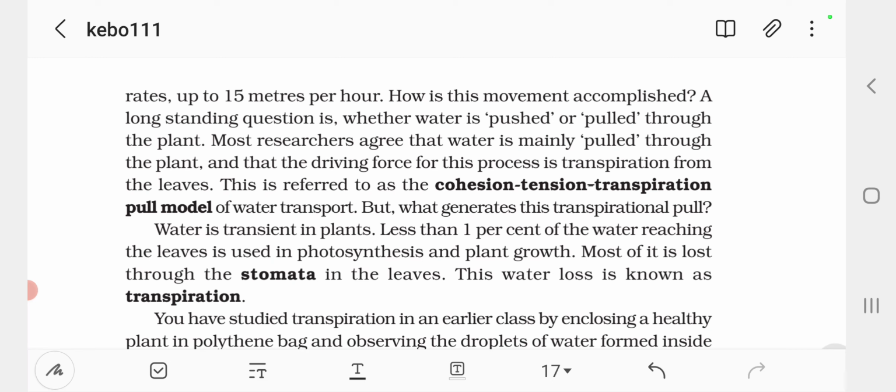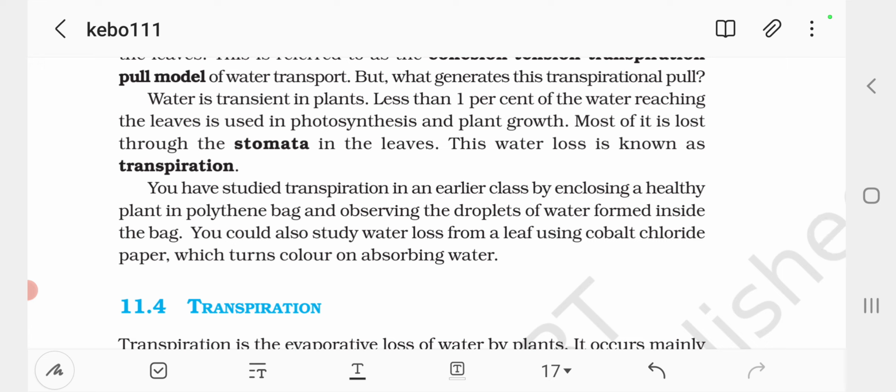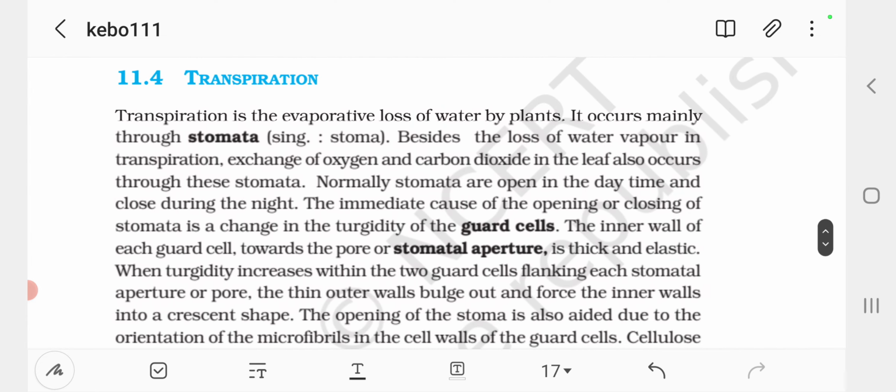But what generates this transpiration pull? Water is transient in plants. Less than 1% of water reaching the leaves is used in photosynthesis and plant growth. Most of it is lost through the stomata in the leaves. This water loss is known as transpiration. You have studied transpiration in earlier classes by enclosing a healthy plant in a polythene bag and observing the droplets of water formed inside the bag. You could also study water loss from a leaf using cobalt chloride paper, which turns color on absorbing water.